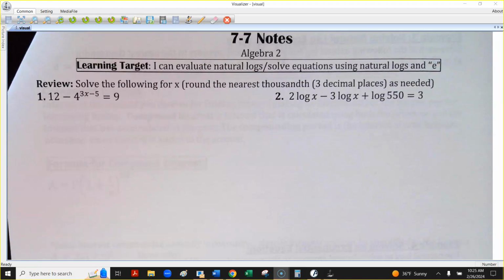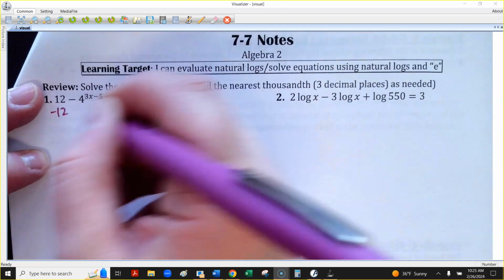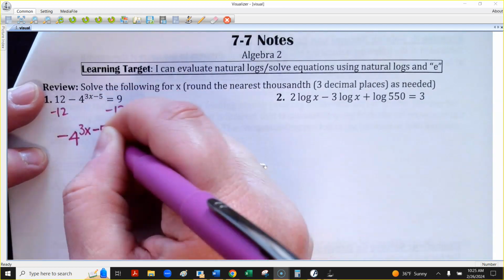Okay, now, I'm going to solve these two equations. One's an exponential and one's a log. So if I've got 12 minus 4 to the 3x minus 5 equals 9, what would you do first there if you're going to solve that equation? Subtract the 12, right? All right, so let's move the 12. 9 minus 12 would be negative 3, right?